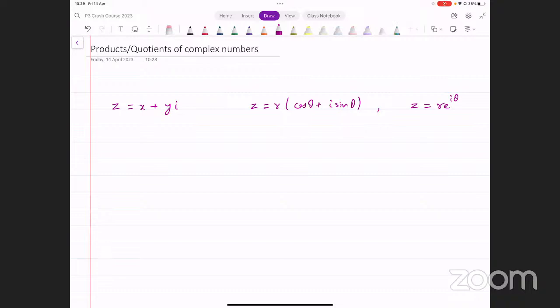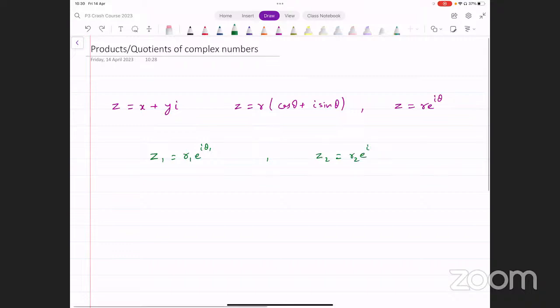Now, what we want to do is see what happens if we were to multiply two complex numbers. There's a property that we will derive from this, and it's most easily understood using this third form. So let's say I have two complex numbers. One is z1, which is r1 e raised to power iota theta 1. This has a modulus r1 and an argument of theta 1. And another complex number, z2, which is r2 e raised to power iota theta 2.